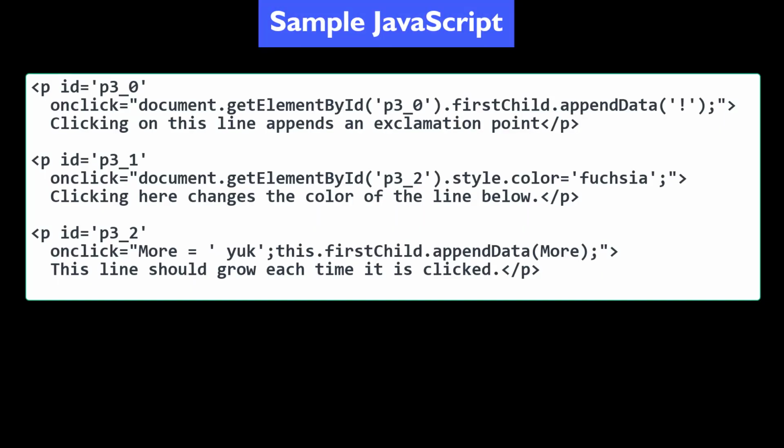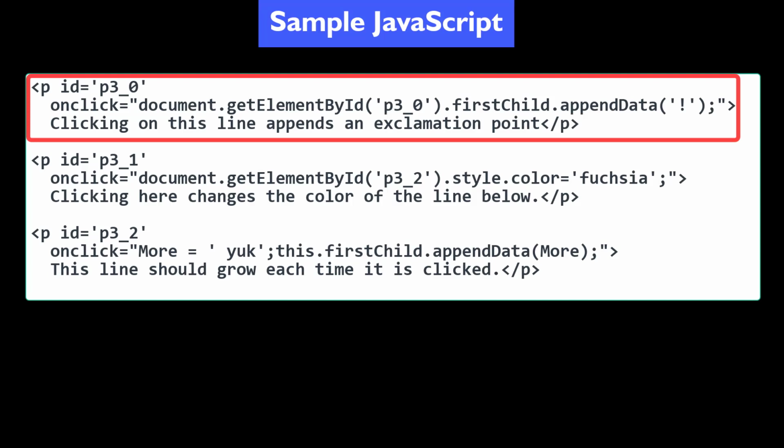Let's look at some sample JavaScript. Here's a paragraph tag with an ID of p3_0, and it says onclick document.getElementById(p3_0).firstChild.appendData("!"). So notice the ID is its own self. Clicking this line appends an exclamation point.